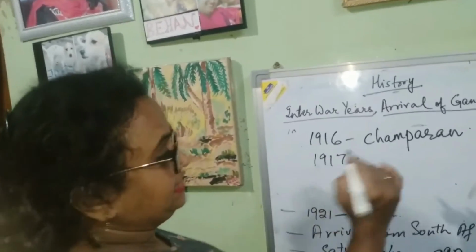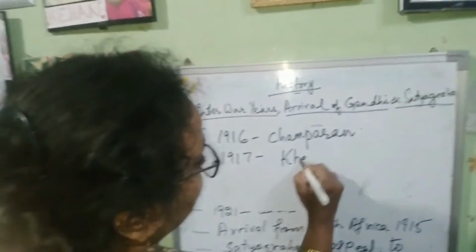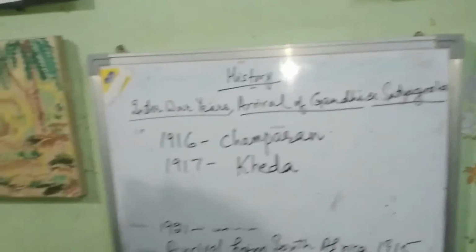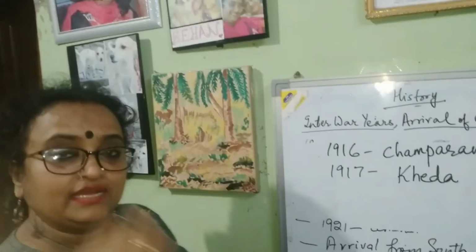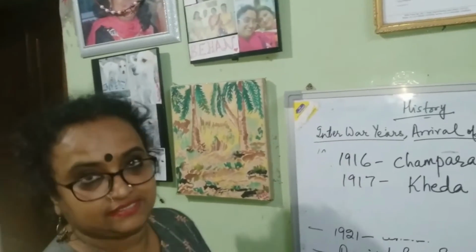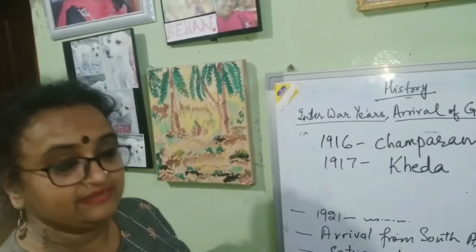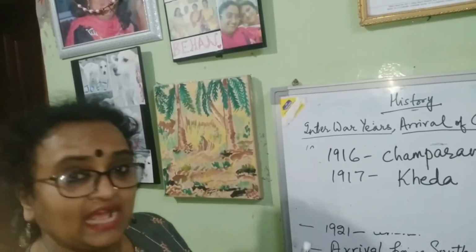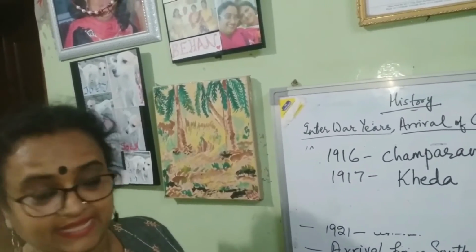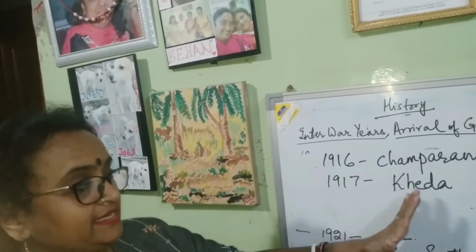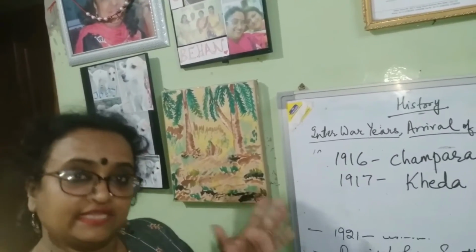1917, it is Kheda. Here he led the satyagraha of the farmers. They were heavily burdened by taxes and money lenders. They were asking for some release in the taxation. So Mahatma Gandhi guided the Kheda farmers for satyagraha.